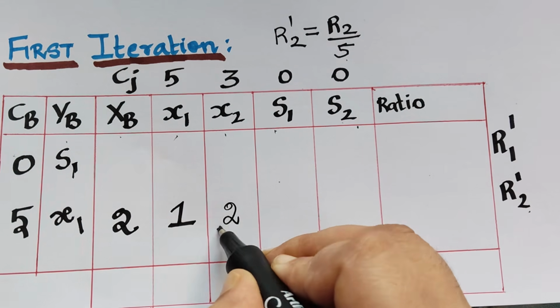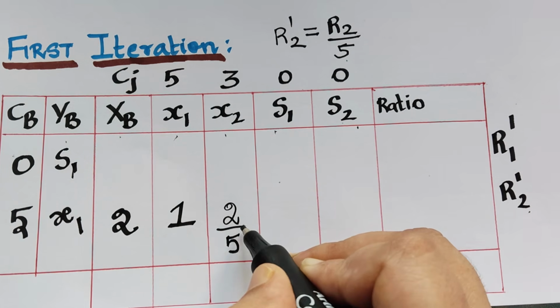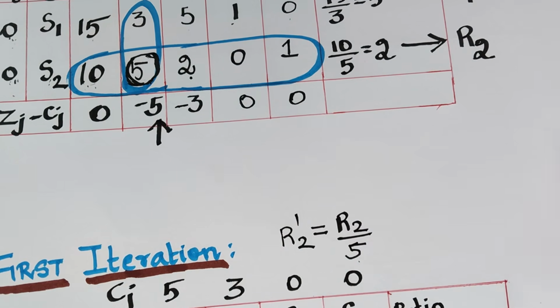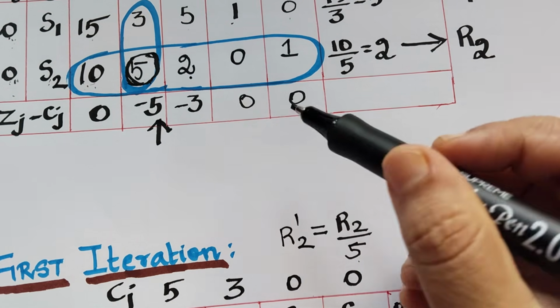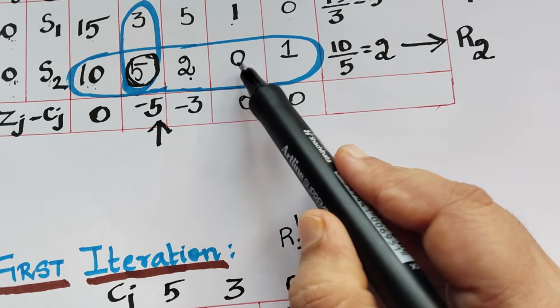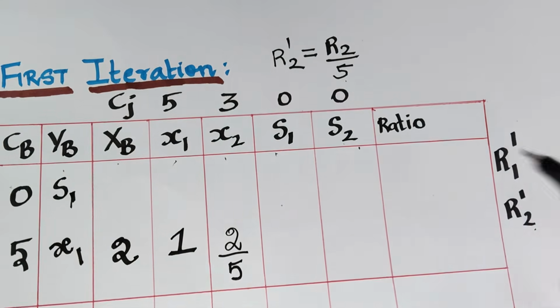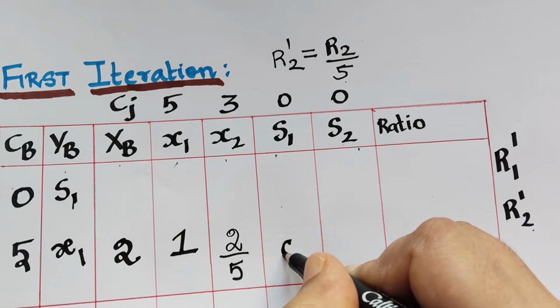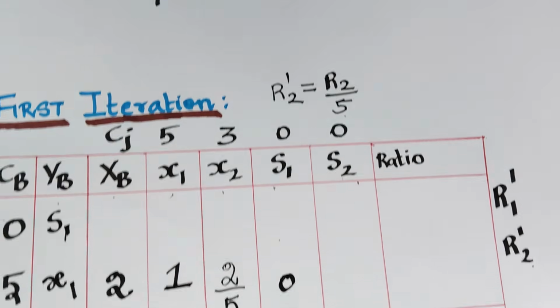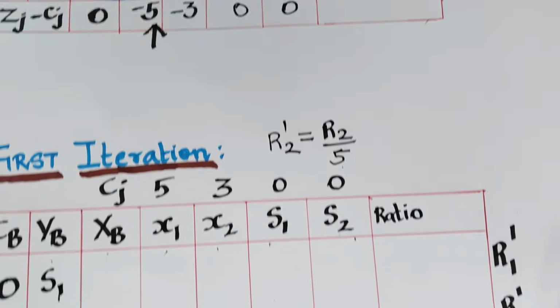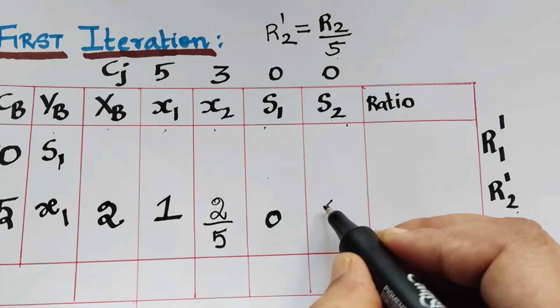It's always good to maintain the fractions, and at the last end of the problem you can convert them to decimals. So do not write in decimals. Try to maintain the fractions till the end of the problem. And then the next element is 0. So 0 divided by 5 is 0 only. And this element is 1. So 1 divided by 5 should be 1 by 5.